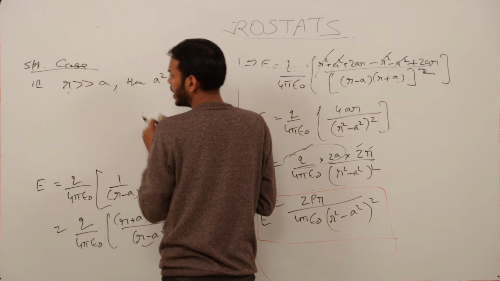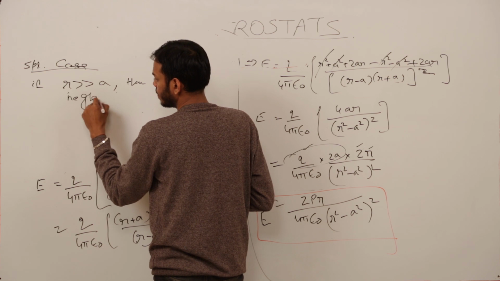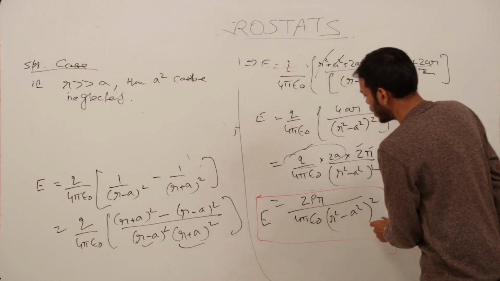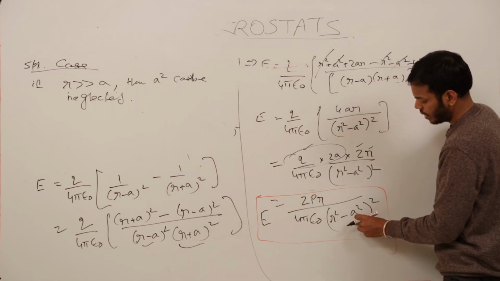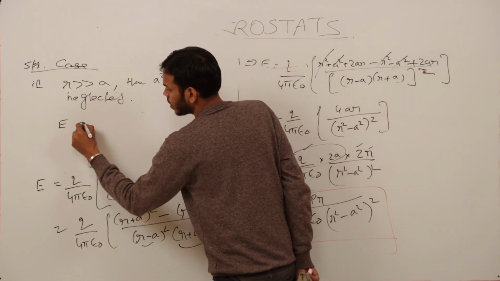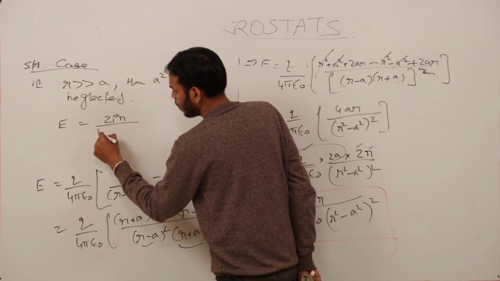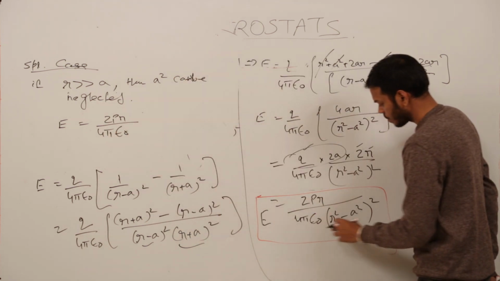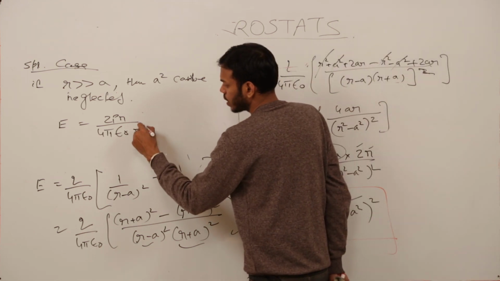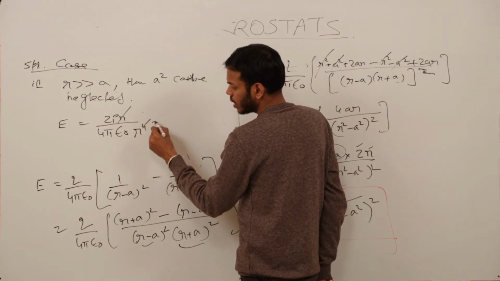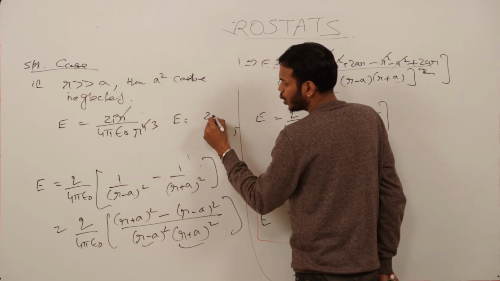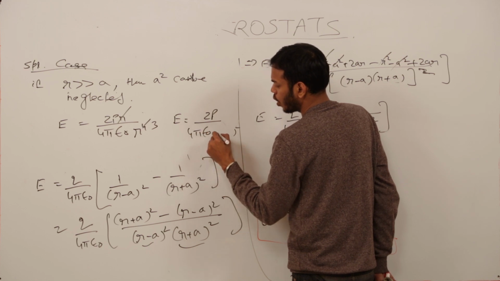So instead of eliminated, write neglected. In this final answer, if you neglect a square, what will you be left with? 2pr upon 4 pi epsilon naught r square, a square is neglected, (r square) whole square is r to the power 4. That means r cube. So this is the final answer in case of the special case: 2p upon 4 pi epsilon naught r cube.